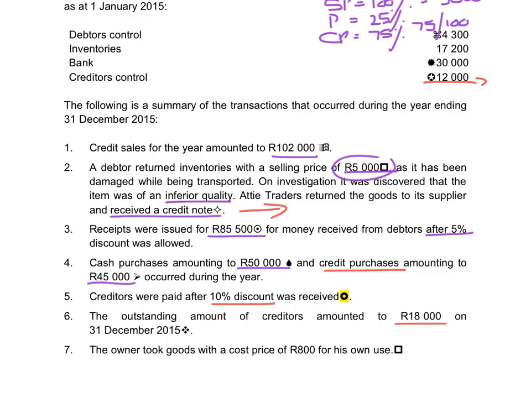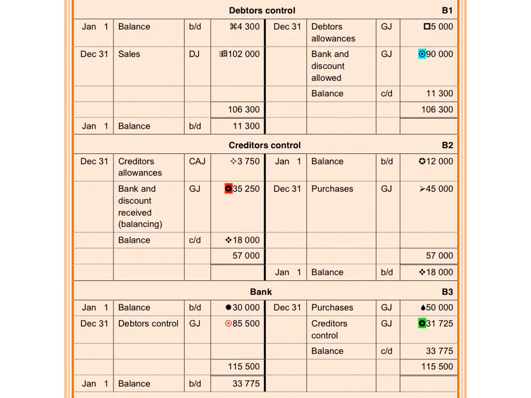The opening balance will be taken into account. The goods returned will be taken into account. The credit purchases and the outstanding debt at the end of the year. The opening balance was 12,000 Rand. We reduced this debt with 3,750 when we returned goods. The purchases during the year on credit increased the debt with 45,000.